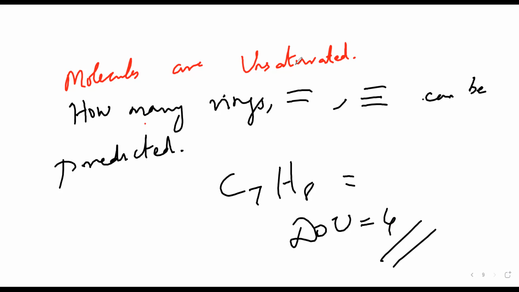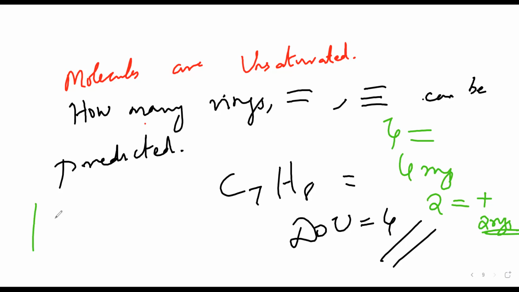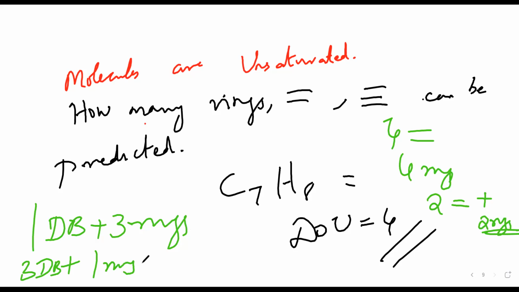The first one is there can be 4 double bonds. Correct? There can be 4 rings. Then the other one is 2 double bonds plus 2 rings. That is also possible. Then 1 double bond and 3 rings. Or else 3 double bonds and 1 ring, because I'm getting 4 as the answer here.